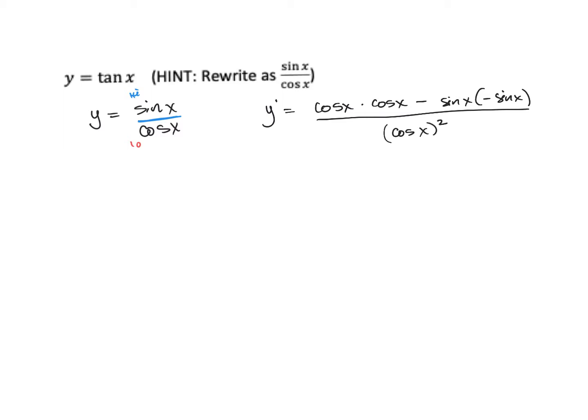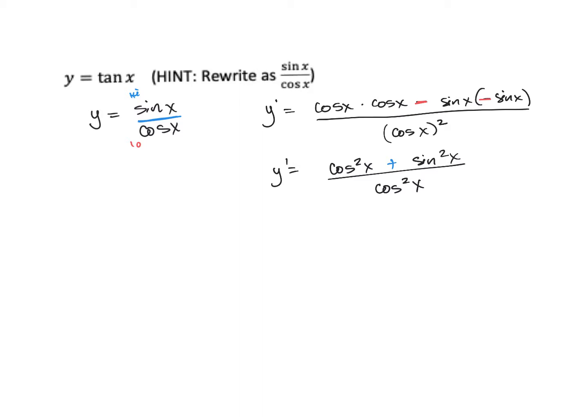Now, this is kind of gross looking, so we're going to simplify it a little bit. So y prime equals cosine times cosine, which is cosine squared x. And then we have a negative and a negative right here. So since we're multiplying, that's going to give us a positive sine squared x, all over, and I'm just going to write cosine squared x because this is the same thing. Cosine x squared is the same as cosine squared x.